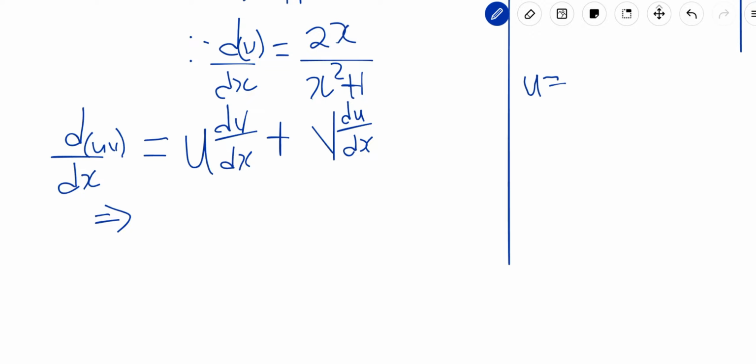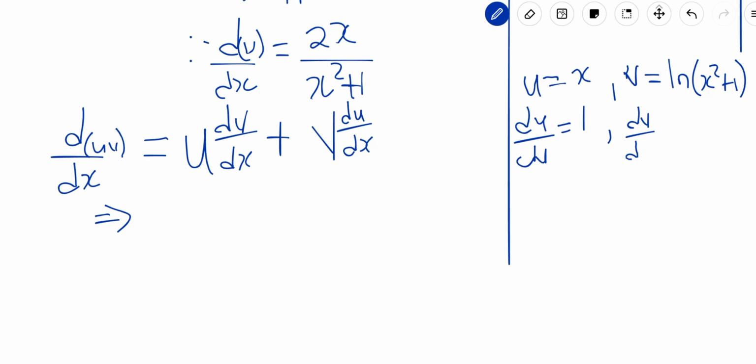Our u was equal to x, our du/dx equal to 1, our v equal to ln(x² + 1), dv/dx was equal to 2x over x² + 1. Let's substitute, and that's going to give our u was what?